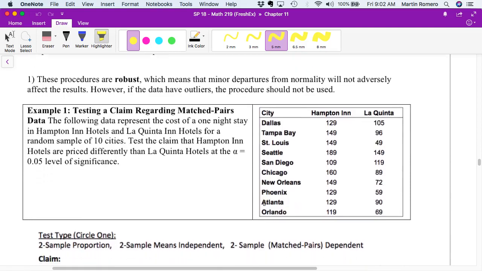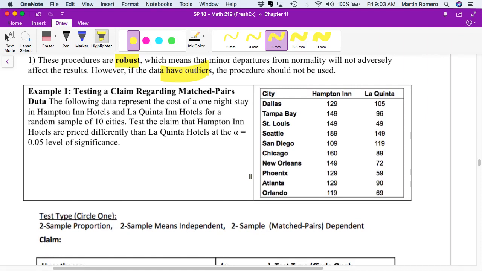One thing we need to consider in a hypothesis test for matched pair data is that all these procedures are what we call robust, which means that minor departures from normality, meaning if the data is not truly normal, we can still use these methods. One thing we have to be worried about is outliers; if there are outliers, the procedure shouldn't be used. But our data is not going to have outliers, at least in these examples.